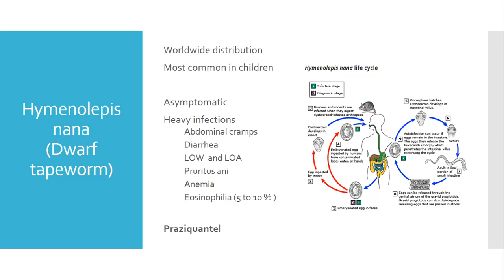So in the human, the infections are largely asymptomatic. However, with heavy infections where there are really lots and lots of worms in the host, you can get abdominal cramps, diarrhea, a lot of them really non-specific symptoms, loss of weight, loss of appetite, and interestingly enough, you can also get a pruritus ani with this infection. You can also get anemia, and in a very small percentage of infections, you can get eosinophilia. And the treatment is praziquantel.